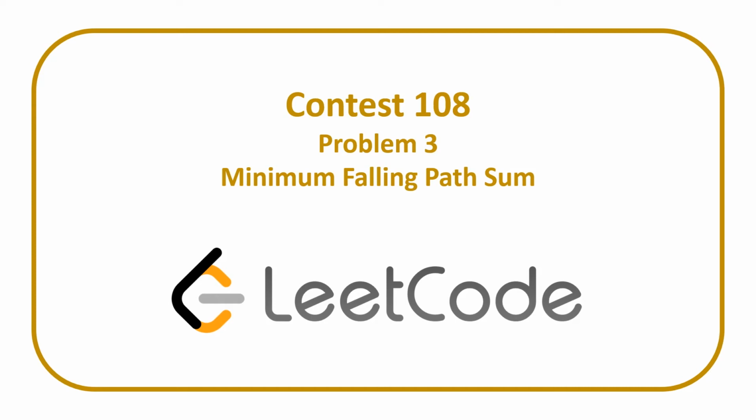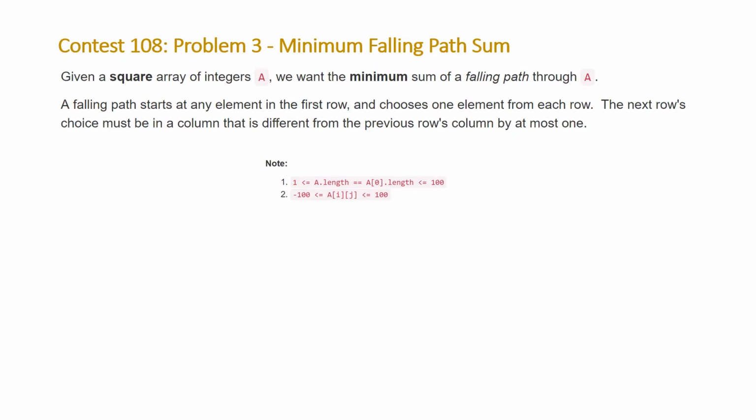In this video, we're going to be covering the solution to problem 3 from the Leetcode contest number 108 entitled Minimum Falling Path Sum. The problem states, given a square array of integers A, we want the minimum sum of a falling path through A. A falling path starts at any element in the first row and chooses one element from each row.